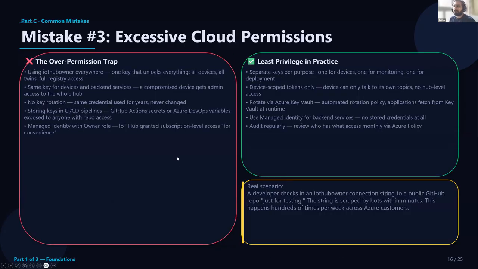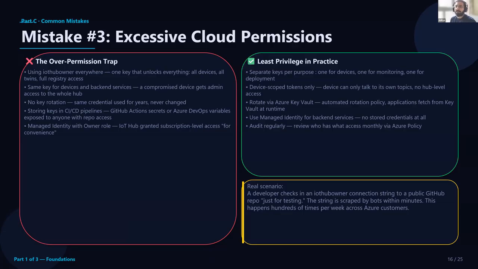Mistake three, excessive cloud permissions. We talked about it. So what is the classic pattern? A developer needs to test something quickly. He uses the IoT hub owner connection string, and it ends up in the production application. IoT hub owner, like we discussed, has full access. It can read all devices, send commands to any device, delete any device. It can do anything. So one leaked IoT hub owner key gives an attacker complete control over your entire IoT fleet.